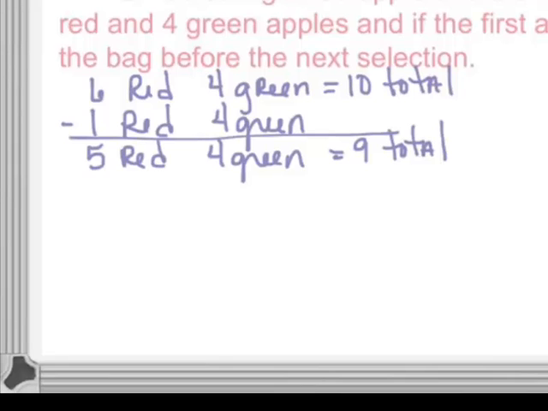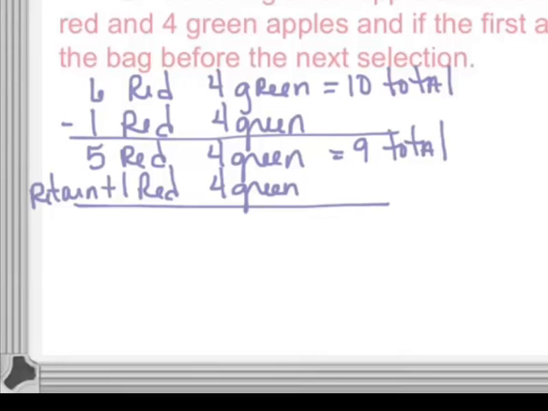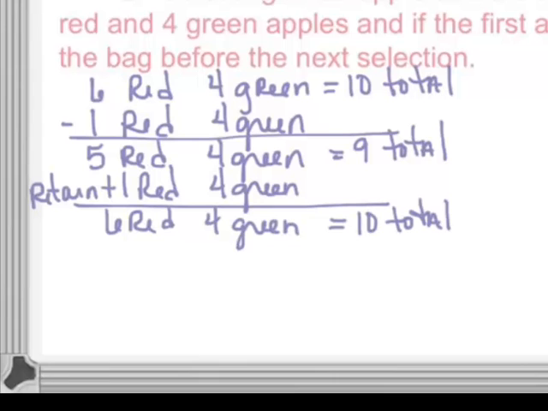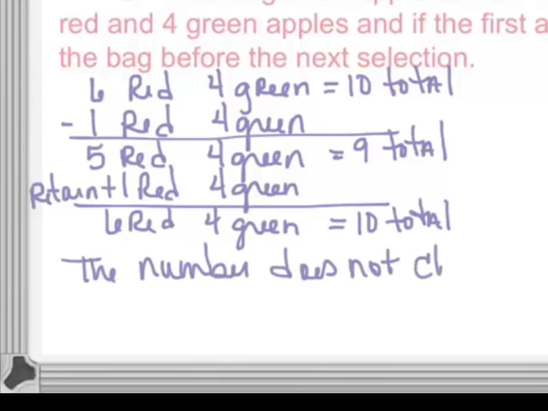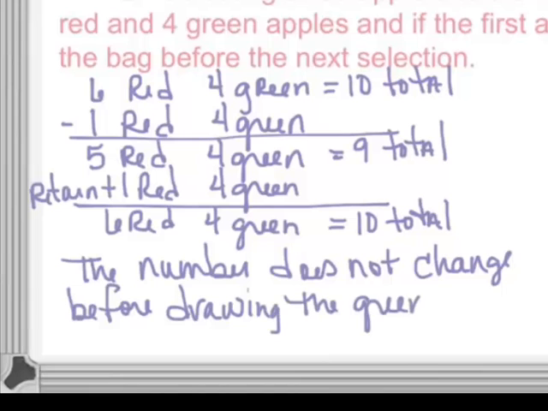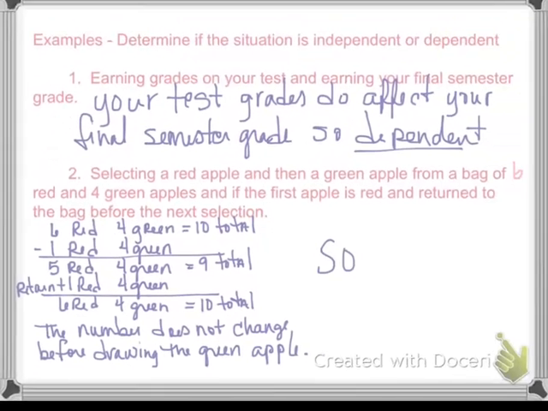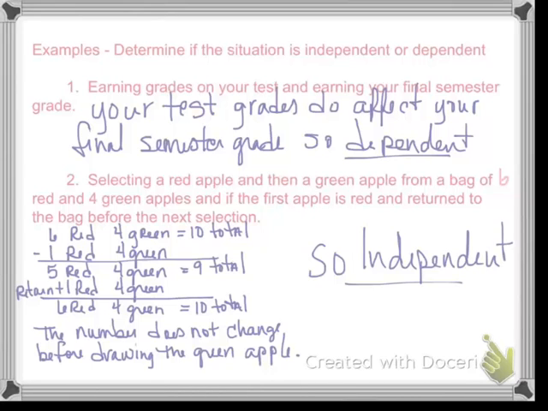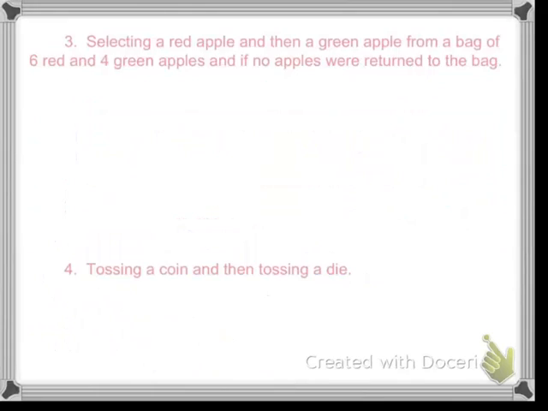The situation states that you replace the red apple before you take out another apple. So the total in the bag goes back to 10 apples. The number of apples in the bag before each draw will therefore be 10. So this is independent because the number never changes.